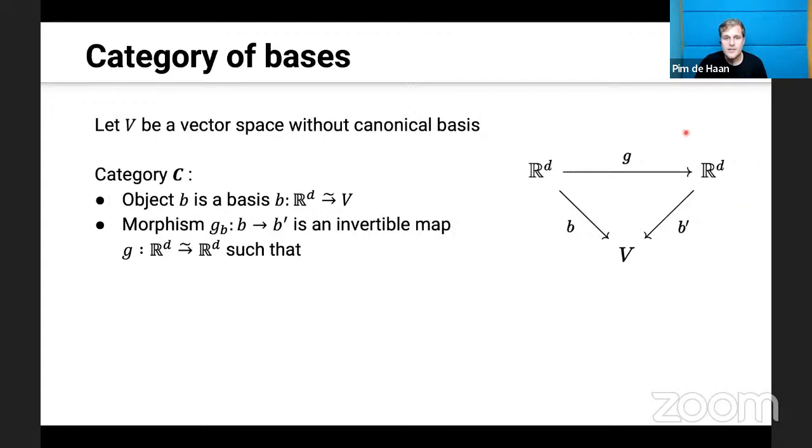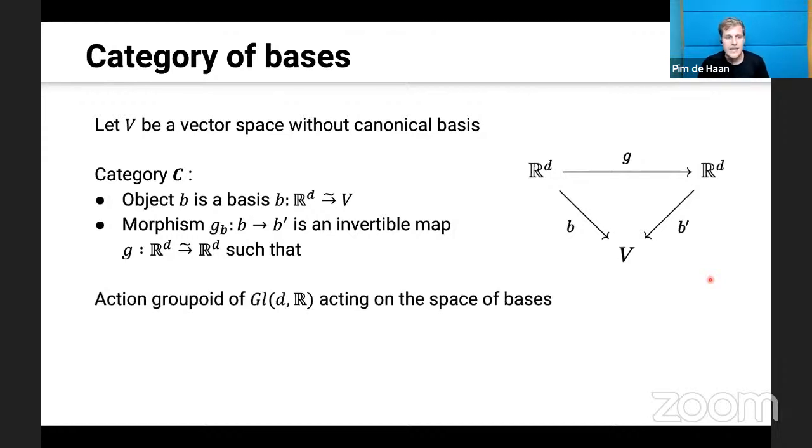And the morphisms in this category would be changes of basis, which would be bijections from R^D to R^D such that this diagram commutes. So we can map from the basis B to the basis B prime with such a change of basis G, and then we require the diagram to commute. Is there a reference online for this construction? I'll have a look at that and let you know. But basically, you can see this as the action groupoid acting on the space of bases.